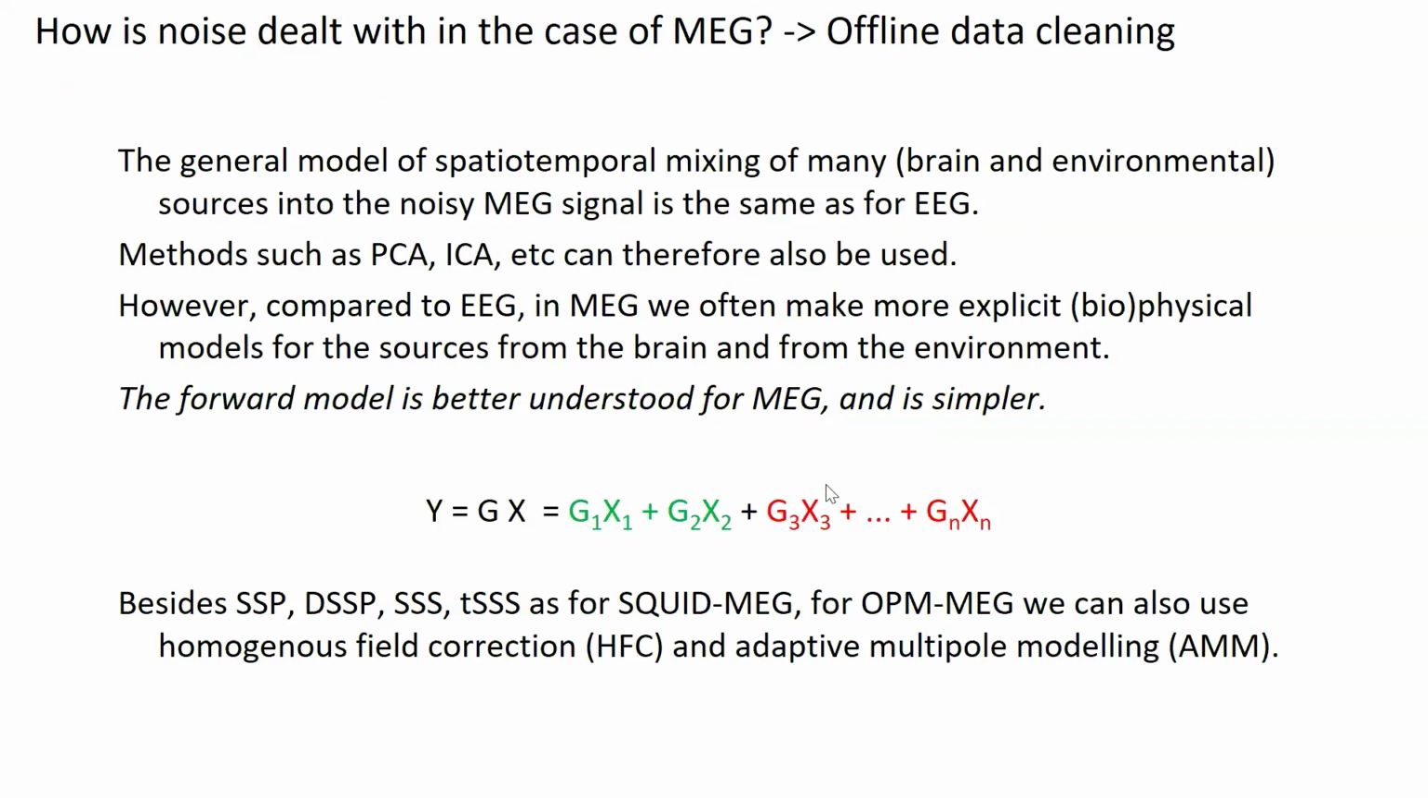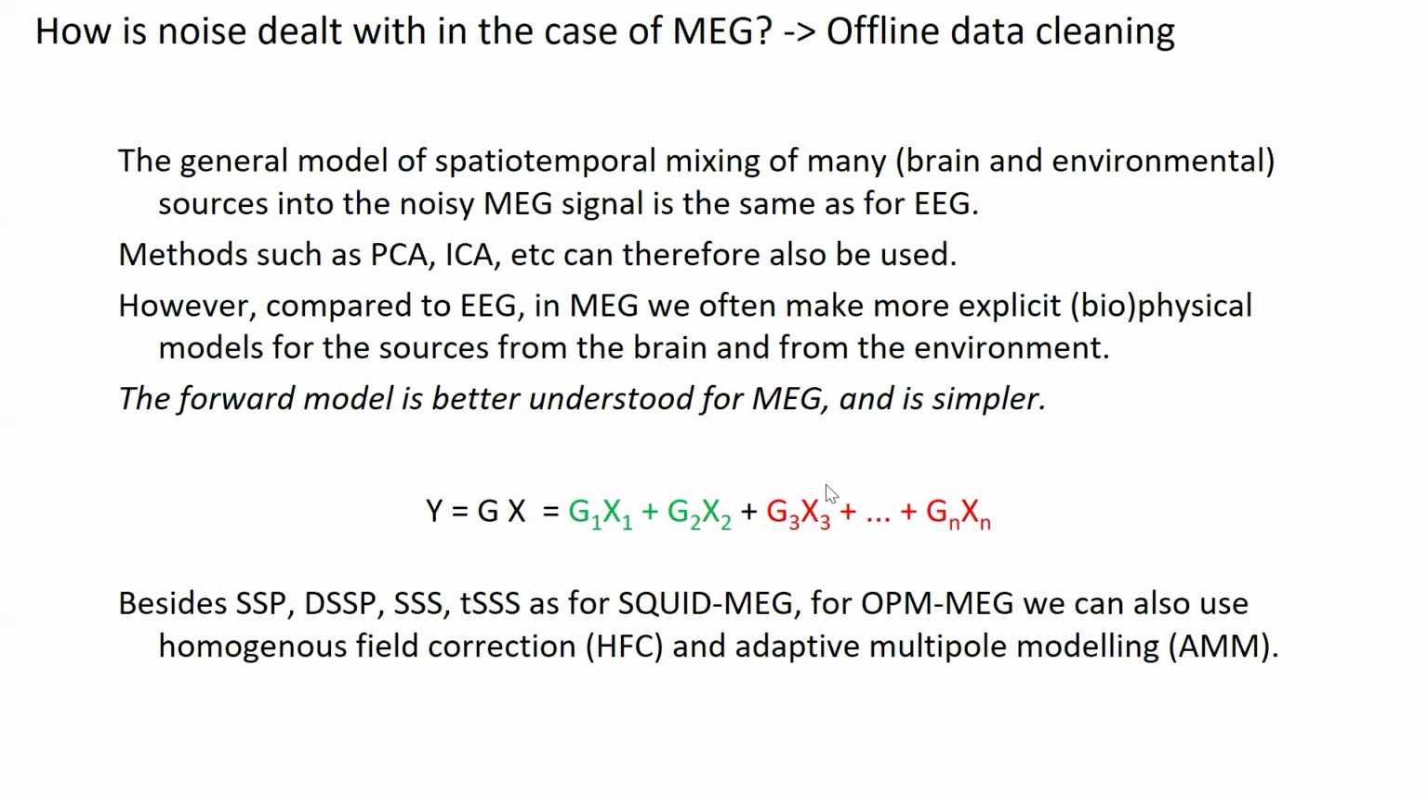Moving on from trying to avoid noise in the recording to dealing with noise that was recorded, and offline data cleaning. The general model of spatial-temporal mixing of many brain and environmental sources into the noisy MEG signal is basically the same as what we already know from EEG. As such, all the methods that we can use for EEG can also be used for MEG. So PCA, ICA, and those things can also be used.